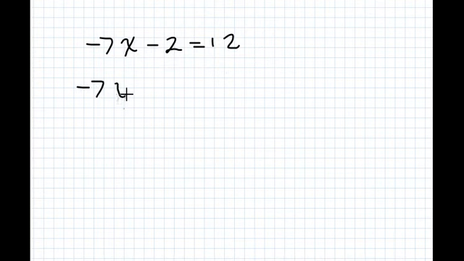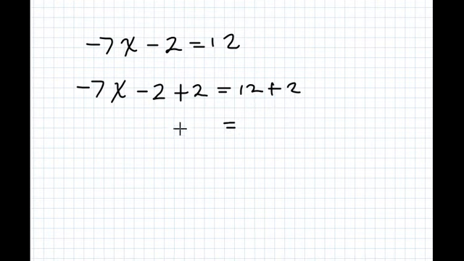Oh, let's look at another one here. So we got negative 7 times x minus 2 is equal to 12. So the first thing I'm going to do, we have a minus 2 here. I'm going to add 2 to both sides to get rid of this. So negative 7x minus 2 plus 2 is equal to 12 plus 2.